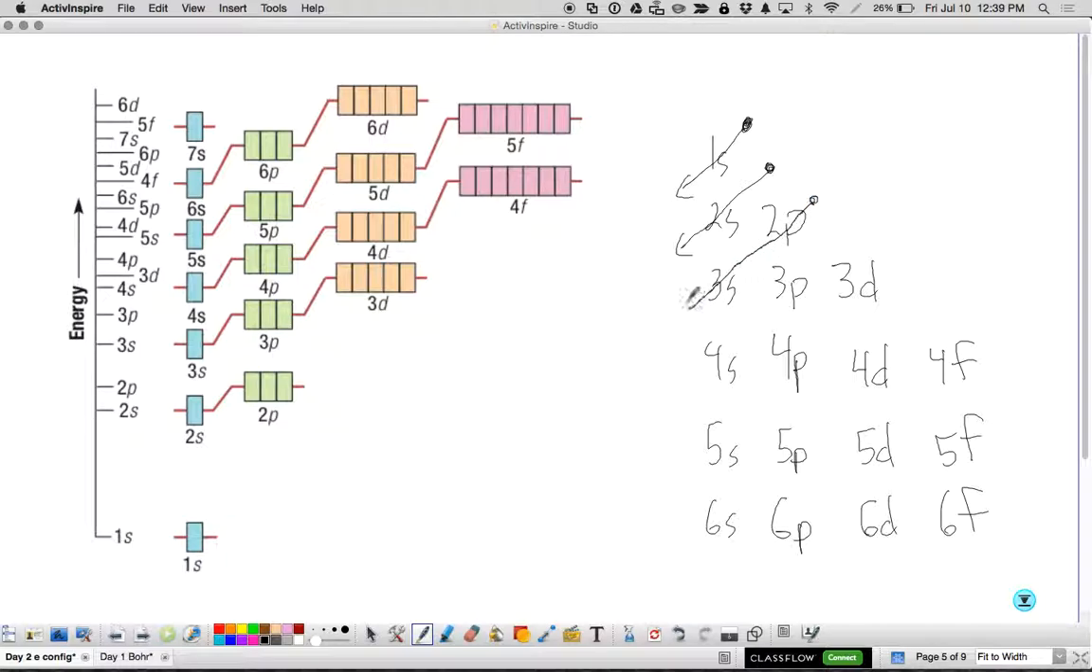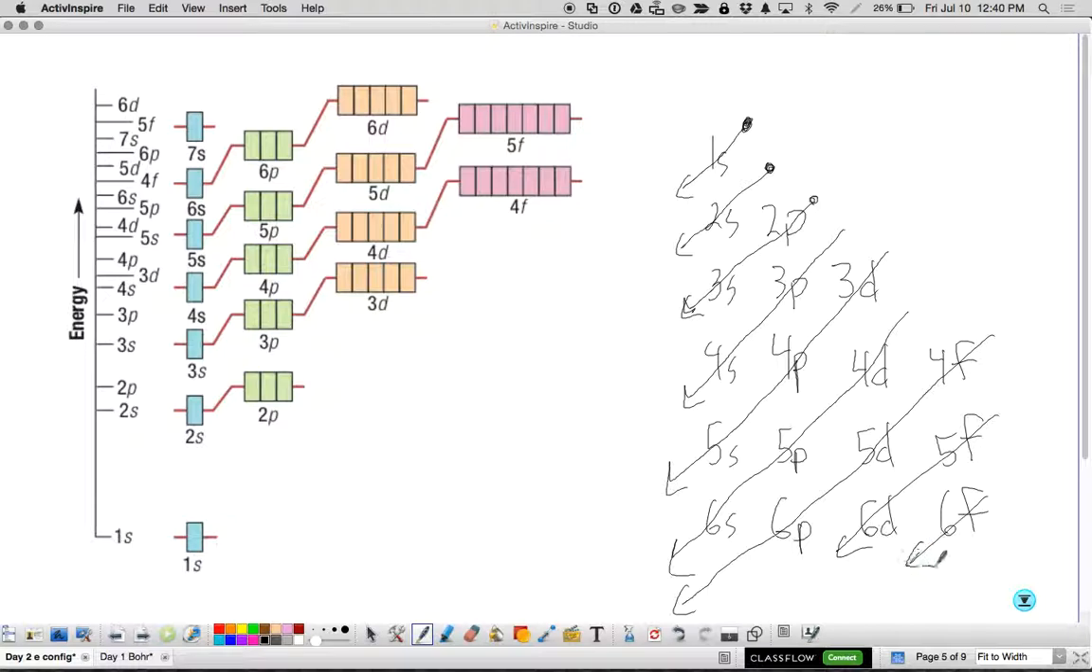Then 2p, then 3s, then 3p, then 4s, then 3d, 4p, 5s, then 4d, 5p, 6s, then 4f, 5d, 6p, and it would be 7s, but you don't really need that, 4f, 6d, 6f. Okay? So you can make one of these in a minute, maybe 30 seconds on the test, and that'll save you a lot of headaches. It'll make sure that you fill things in the correct order.